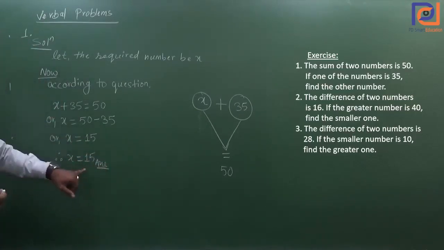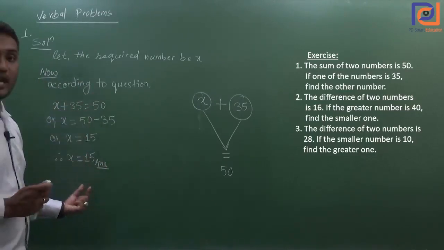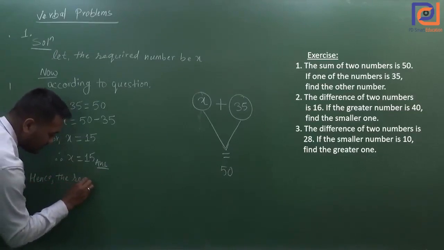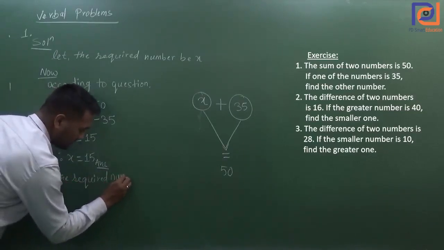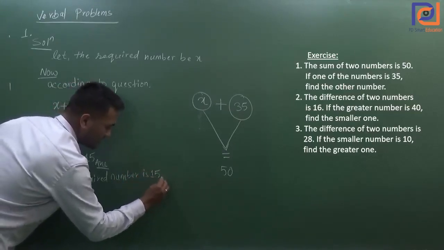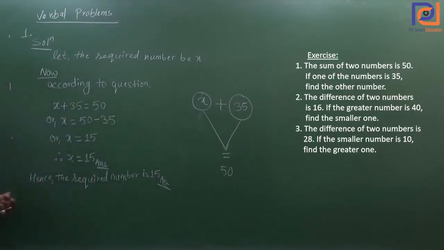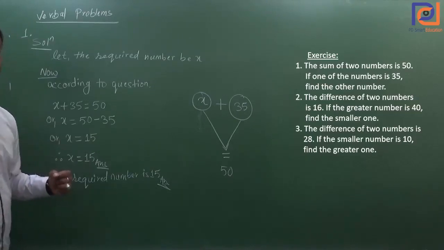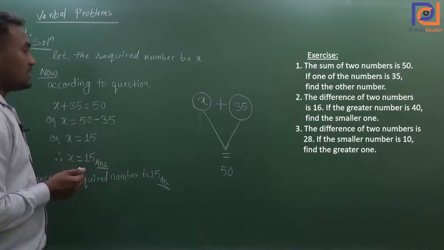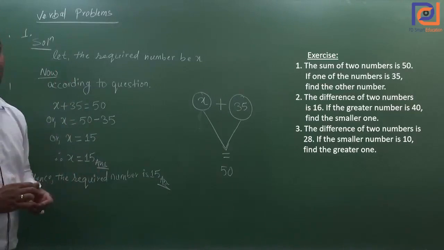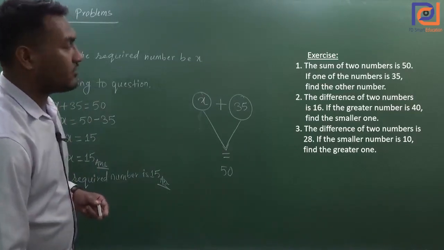Now don't leave your answer here. You need to write the conclusion also. You can write, therefore or hence, the required number is 15. Finished. Don't forget to write the conclusion, hence or therefore, the required number is. It's compulsory. We are doing verbal problems, so in verbal problems you need to write properly. Don't do it directly. Moving forward to the next question.